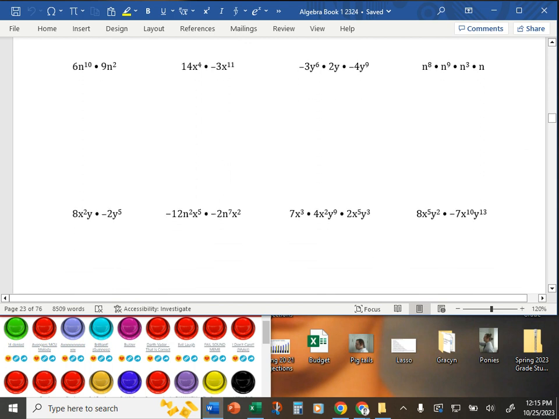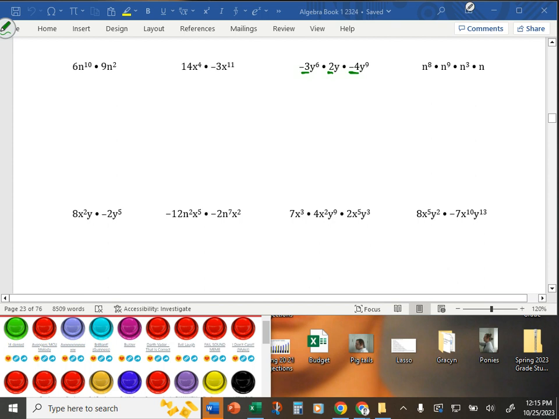Third one? Very well. So third one, you've got 3 terms here. Negative 3y to the 6th times 2y times negative 4y to the 9th. Do we have coefficients? Those numbers before the base. Yes, we do. What are they? Dominic. Negative 3, 2, and negative 4.